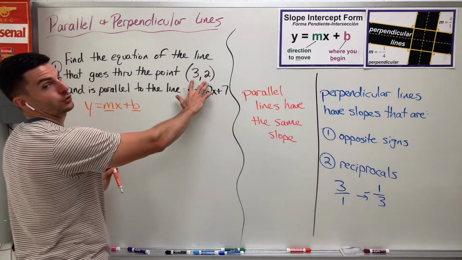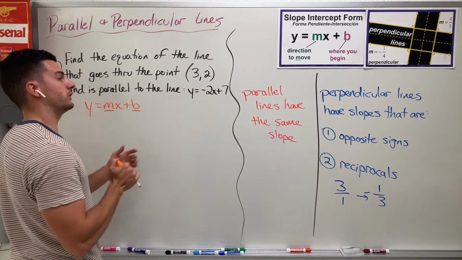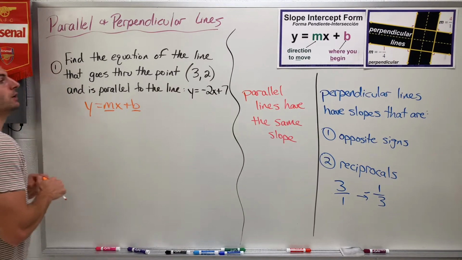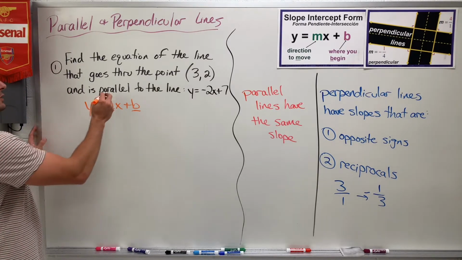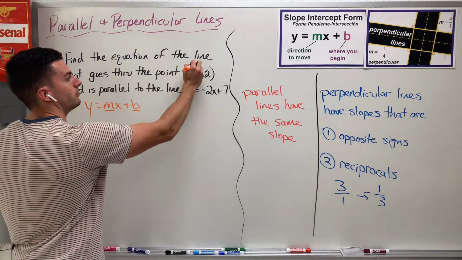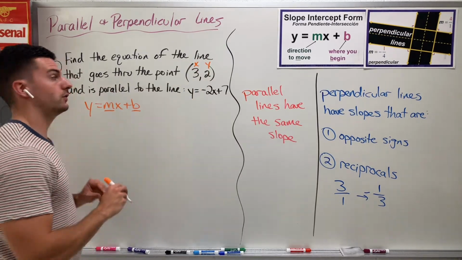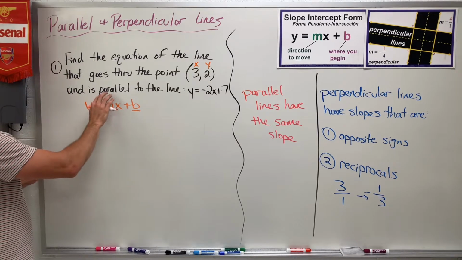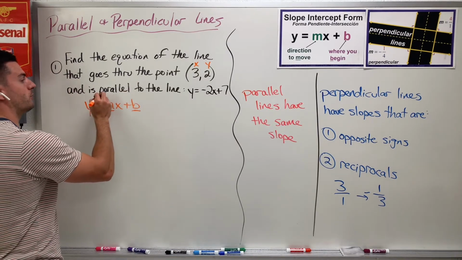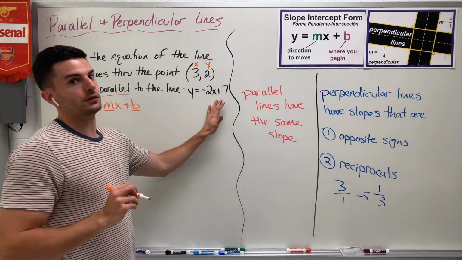And again, check for your shortcut. Does it give you 0 comma something as your point? No, so it doesn't give us the y-intercept that way either, okay? But we are given two pieces of information, okay? It goes through this random point, and again, that's going to be an x and a y value for me that I can use, okay? And we're given this new piece of information, okay? It says it's parallel to the line y equals negative 2x plus 7, okay?